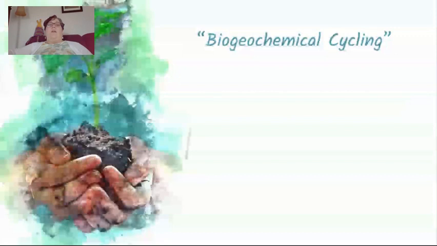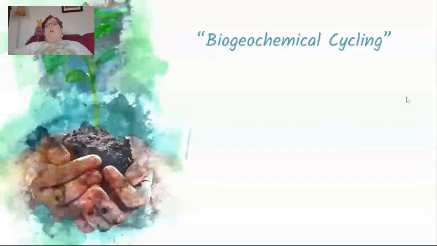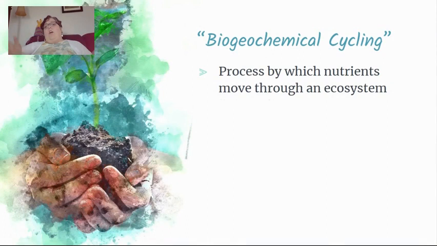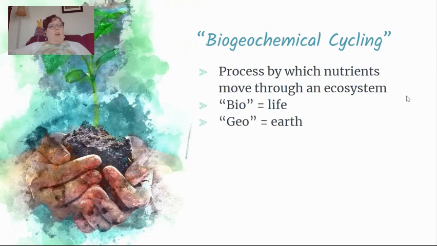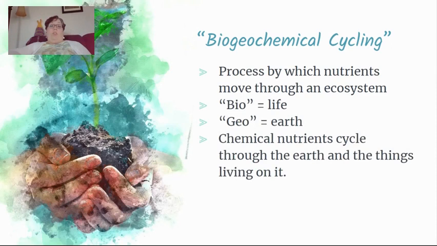We call this biogeochemical cycling. And carbon isn't the only thing that does it, because all matter, everything that everything is made of, obeys this law of conservation of matter. So, biogeochemical cycling is our scientific term for the process by which nutrients move through an ecosystem. We have bio, meaning life, geo, meaning earth. So, chemical nutrients cycle through the earth and the things that are living on it, is how we could break that word down into a workable definition.